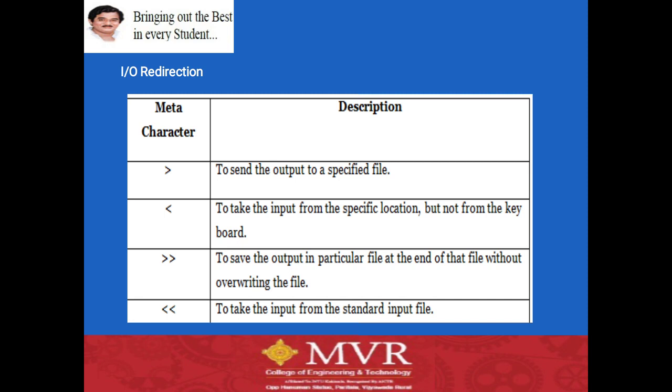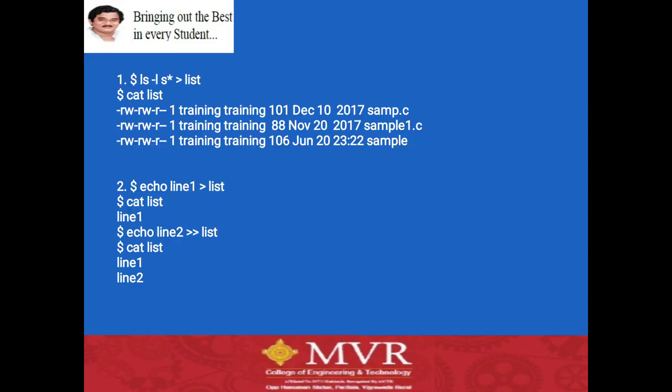And double less than, to take the input from the standard input file. So standard input file is nothing but a script or something else. So whenever you put one or more commands in a script, you can provide those scripts as an input to a command. That also you can do. How, we will discuss. So these all 4 meta characters are IO redirection meta characters.